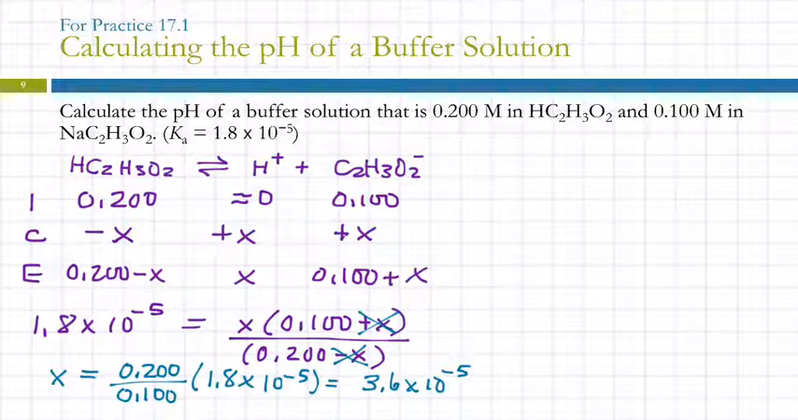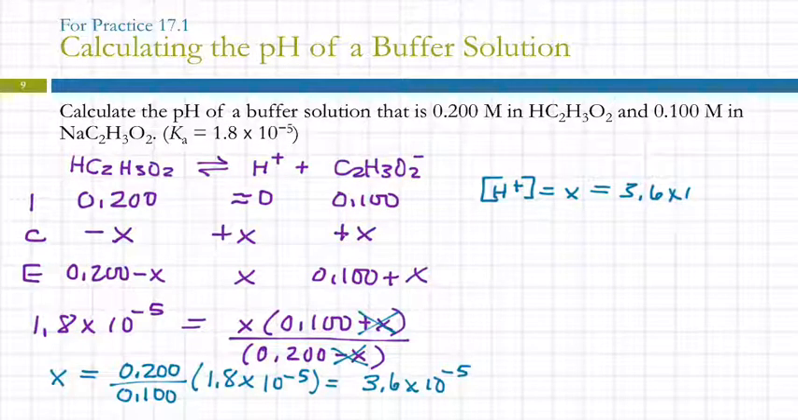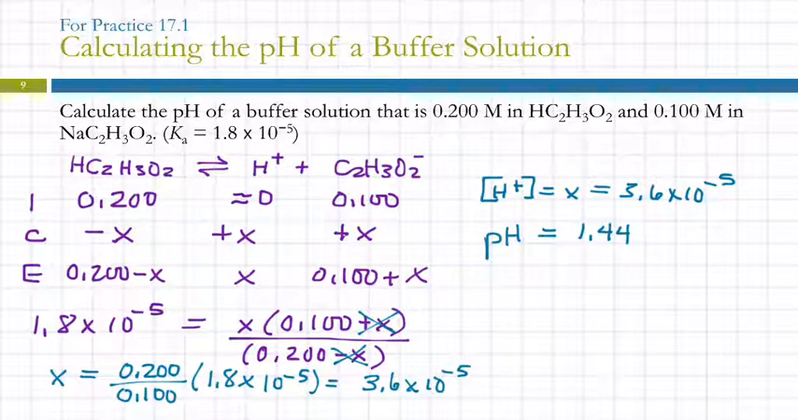So for this ice table, my hydrogen ion concentration is equal to X. So that's 3.6 times 10 to the minus 5. So then the question was, what's the pH? So the pH is the negative log of that, 1.44. It's acidic, yeah. And that should make sense because we've got twice as much acid as we have of the conjugate base.